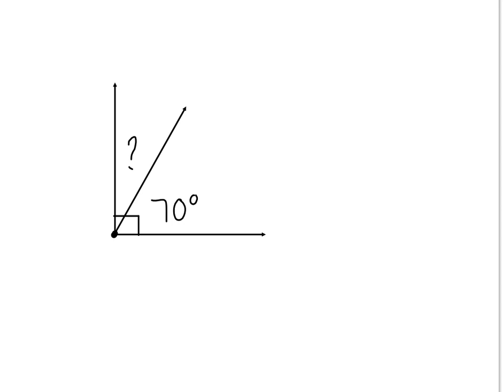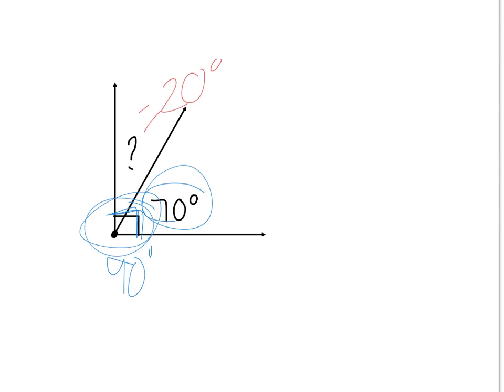This one, it doesn't say complementary, but we know they're complementary because of this right angle. Okay, right angles are always 90 degrees, so we know they're complementary because of that. So if this is 90 degrees and this is 70, what's left over for the rest of the angle would be 20 degrees.